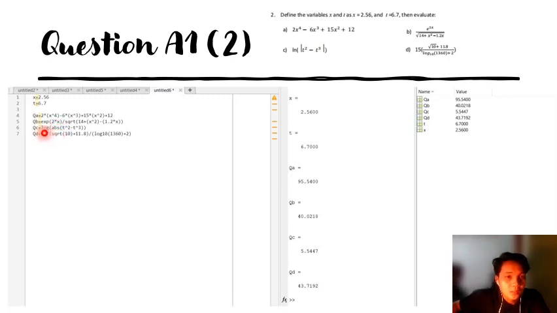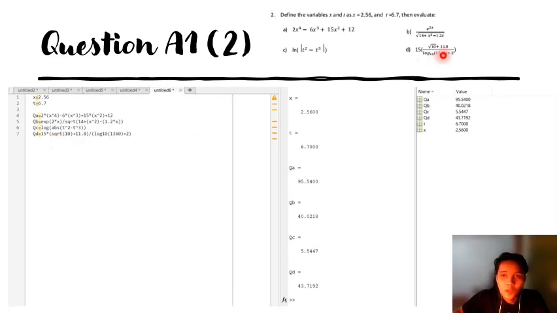For log, it's just the same as exponential. You just write down the log and write a parenthesis, and within the parenthesis is the ABS. ABS is a function for modulus, which is a short form for absolute, and then we write down t to the power of 2 minus t to the power of 3.